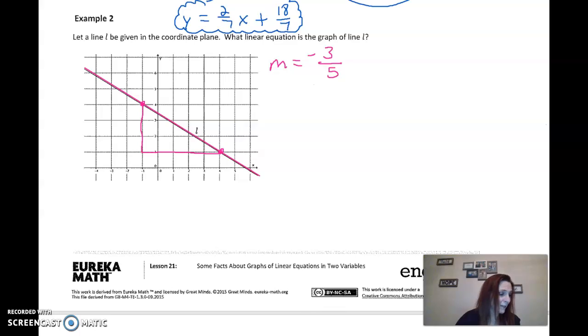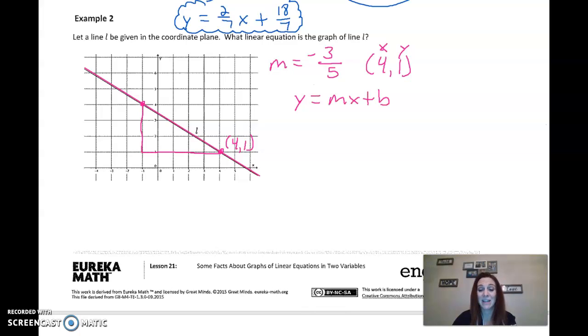And then I pick a point. And you can use this one, you can use this one. If there's another one on here, you could use that. I am going to use this one, I think. This is the point 4, 1. X value, y value. So now I know a slope, yay, and a point. I don't know my y-intercept, but I can plug all of this information into y equals mx plus b to find out what that b is. So my y is 1, my m is -3/5, my x is 4, so I'm going to go times 4 over 1 plus b.